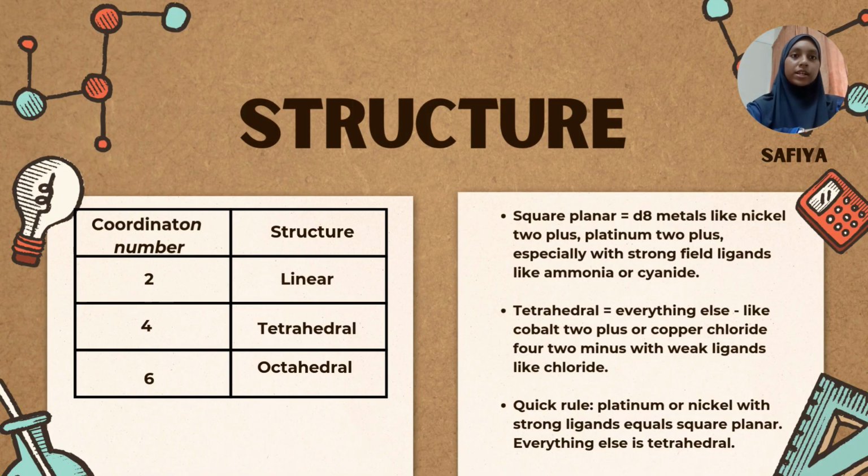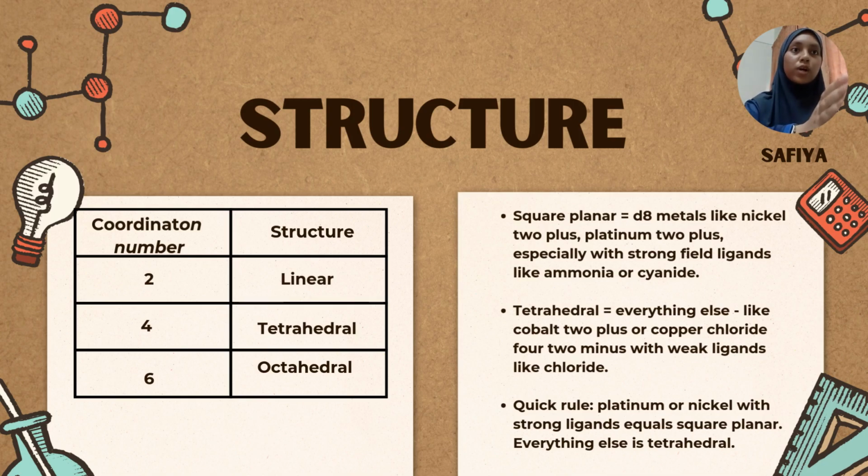Now, I will present structure and isomerisms. First, coordination number can determine the shape. Coordination number 2 gives linear shape. Coordination number 4 can be tetrahedral or square planar. And lastly, coordination number 6 is octahedral. So, we need to remember that in coordination compounds, there are only 3 coordination numbers, which are 2, 4, and 6. Coordination number 4 gives 2 shapes, either tetrahedral or square planar.